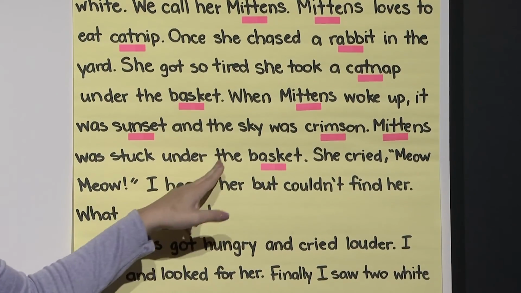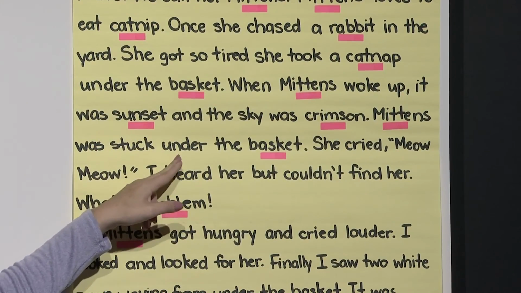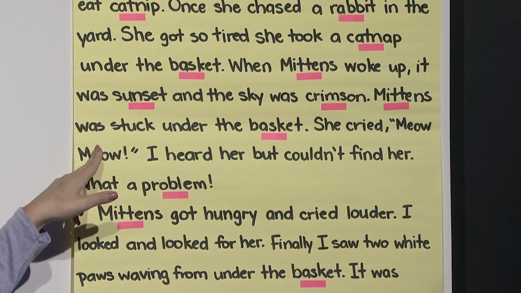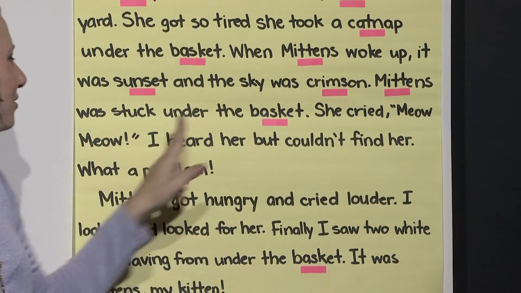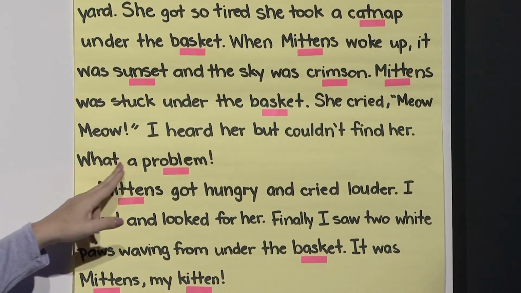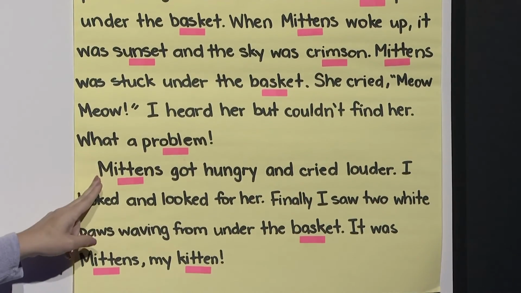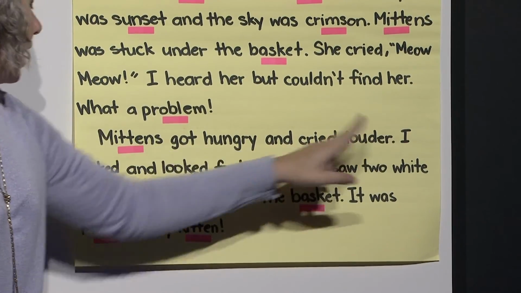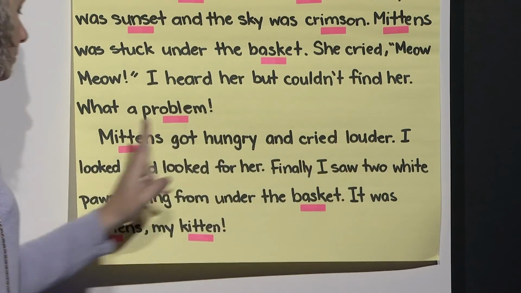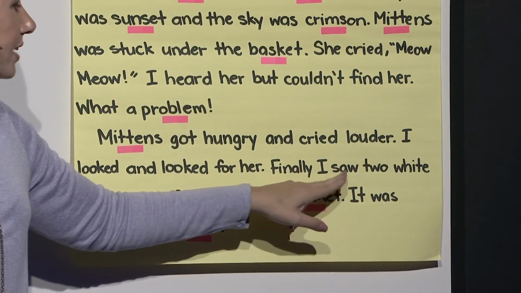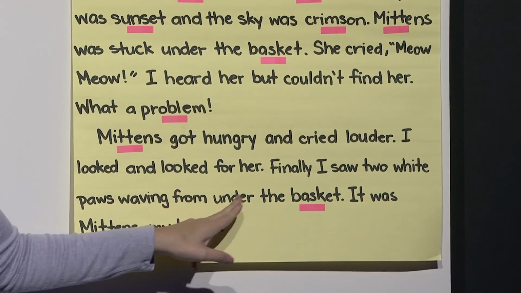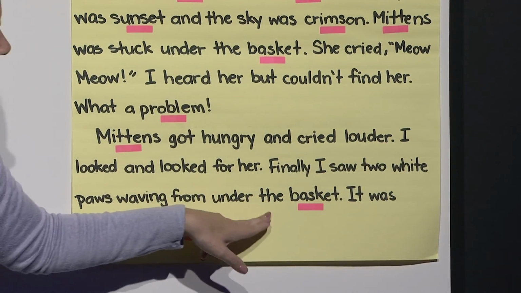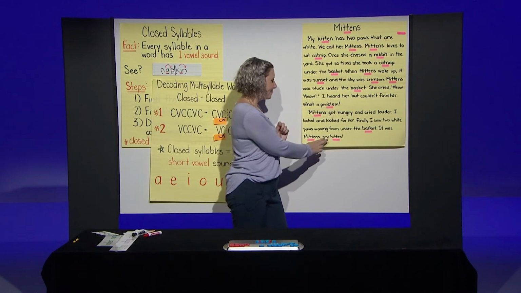Mittens was stuck under the basket. She cried, meow, meow. Great cat noises. I heard her but couldn't find her. What a problem! Mittens got hungry and cried louder. I looked and looked for her. Finally, I saw two white paws waving from under the basket. It was Mittens, my kitten.